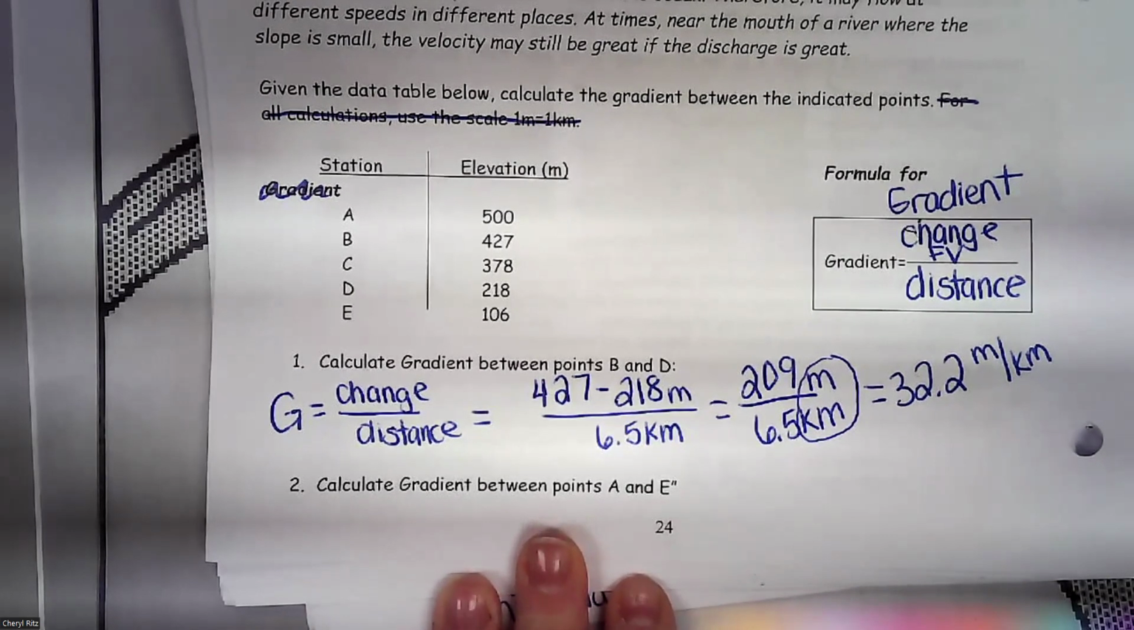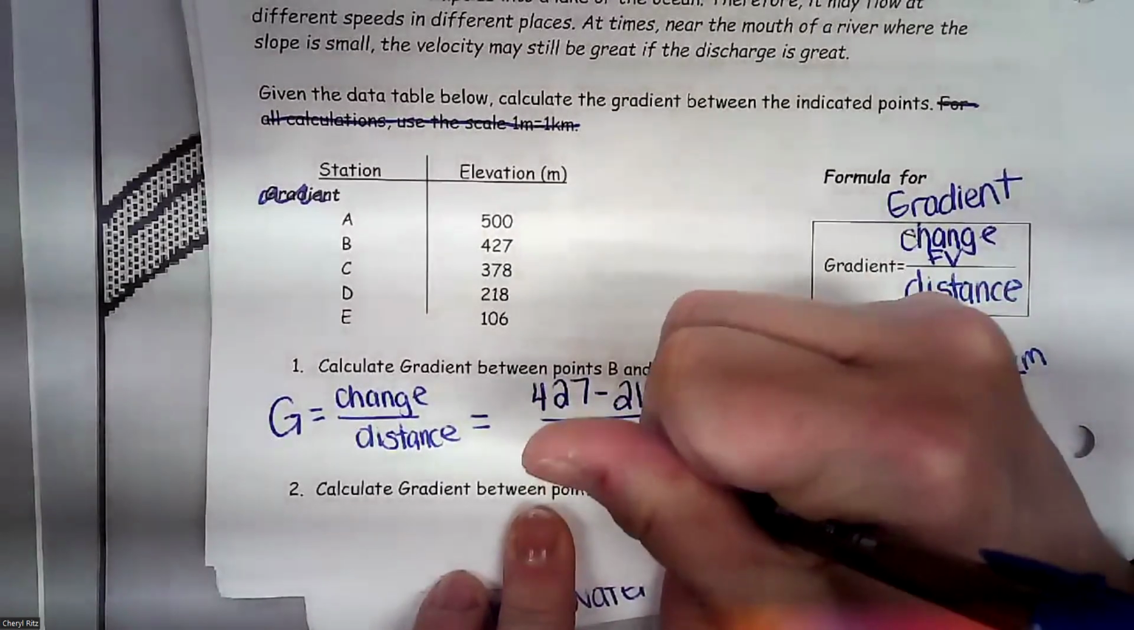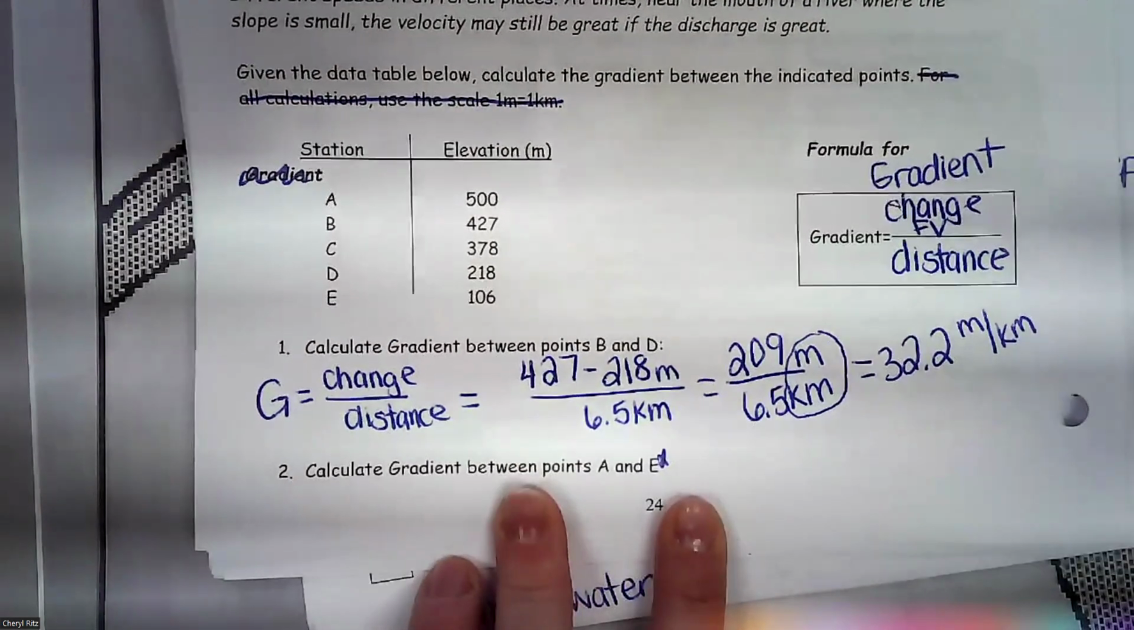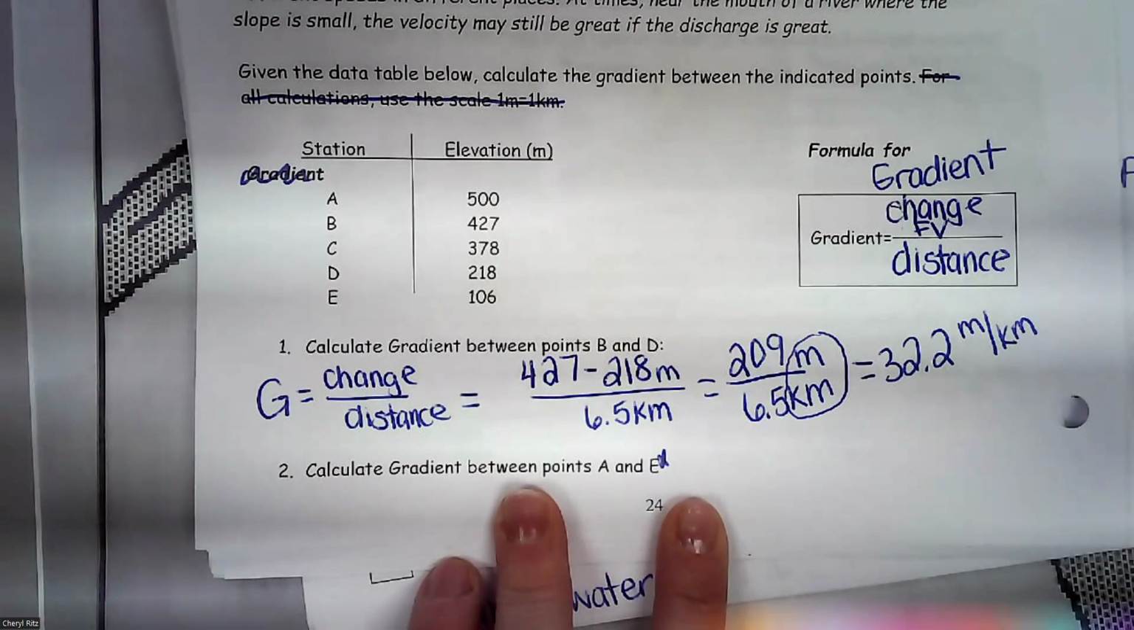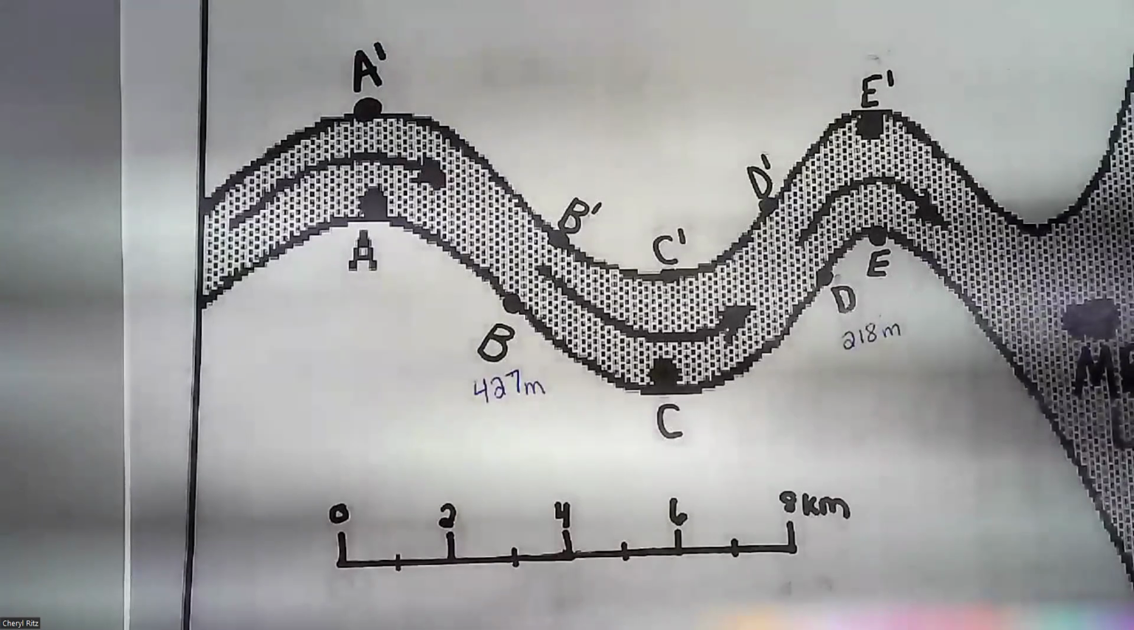Now let's have you guys go ahead and do between E. I don't know, this is just between A and E. Again, just not the A to E prime. So I want you guys to go ahead and calculate the gradient between A and E.